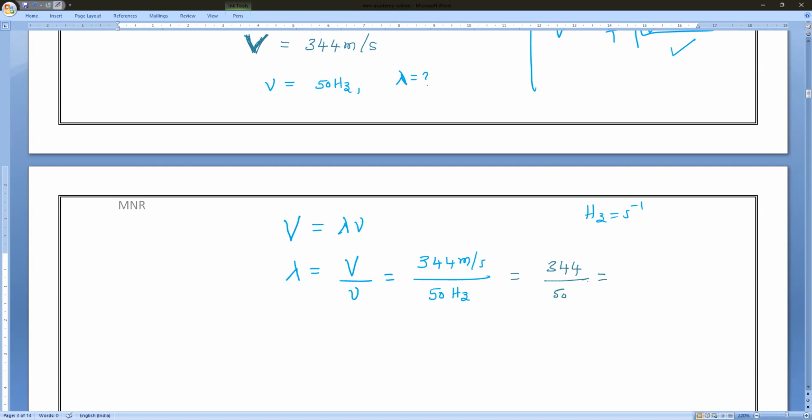What is the unit of wavelength, guys? Meter. So it will become meter per second, and this second will go up into the numerator, so the second will get cancelled. So 344 divided by 50 meters, which is equal to 6.88 meters. That is what you have to remember. That is the answer.